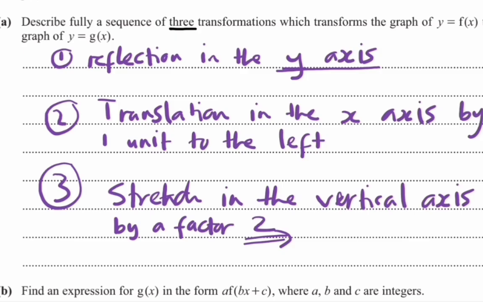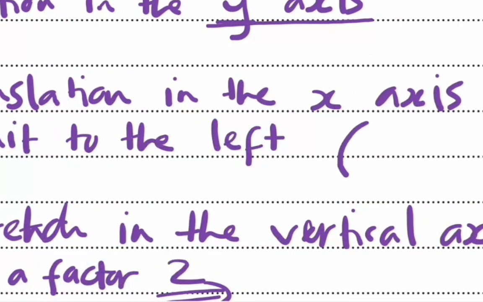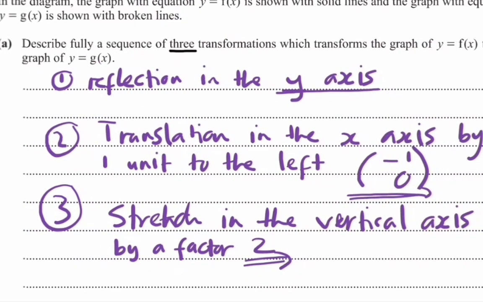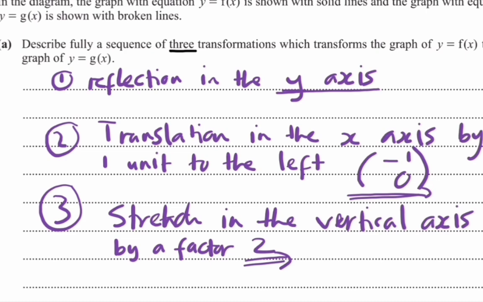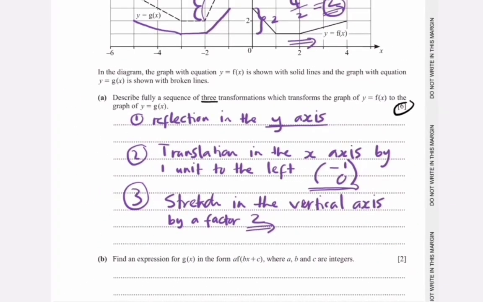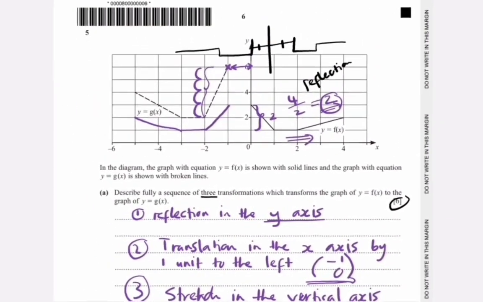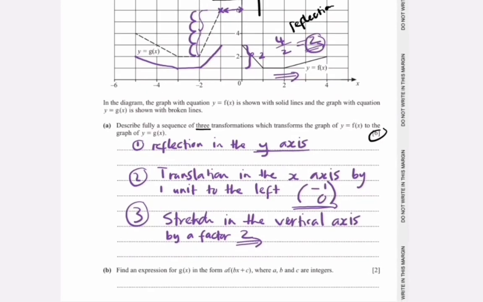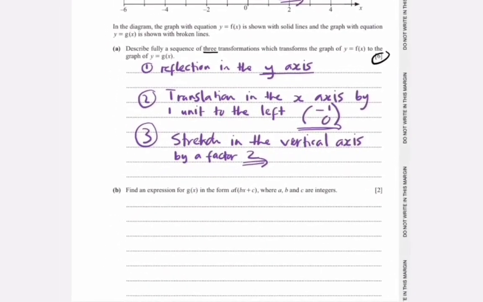And for the second one, it's good to understand that you can also write it as a vector, and it will be -1, 0 as a vector. So you just say a translation by a vector -1, 0. And it will mean the same as saying it's a translation in the x-axis by 1 unit to the left. And that's it for number 5, part A.